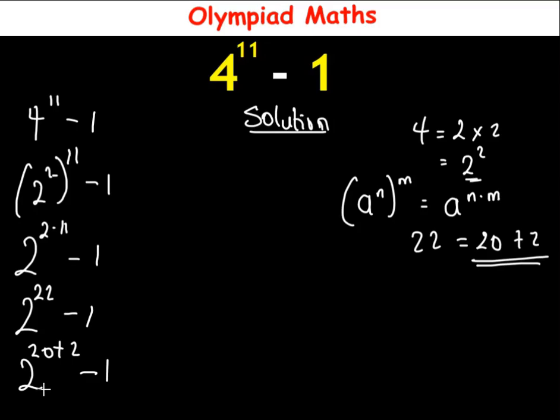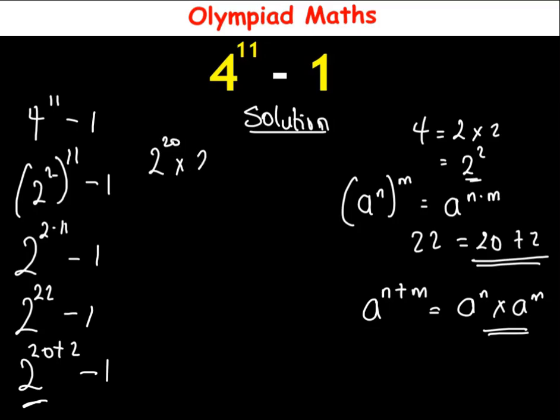With this, if you have something like a raised to power n plus m, this can be written as a raised to power n times a raised to power m. Now, applying this rule here, this becomes 2 raised to power 20 times 2 raised to power 2, then minus 1. So we have 2 raised to power 20 times 2 raised to power 2, which is 4. So times 4, then minus 1.